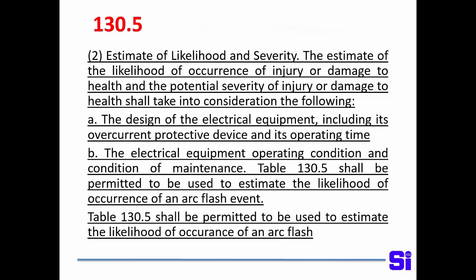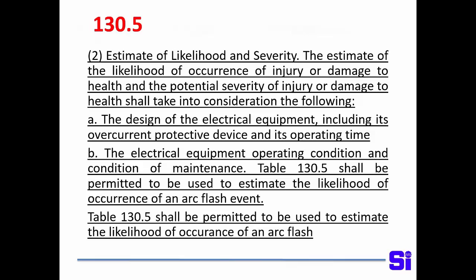Then we get into B, the electrical equipment operating condition and condition of maintenance. For the last 3 cycles, this has been a huge topic within the committee because we don't feel that people are performing the maintenance that they should be performing on their overcurrent protective devices. For the people working on electrical systems, this is the only thing they have to really protect them. If that overcurrent protective device, whether it's a breaker or a fuse or whatever, is not being maintained properly, then the manufacturer's specification for its operation may not be valid.